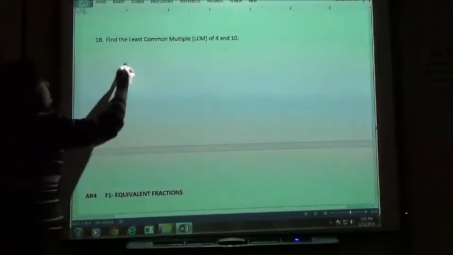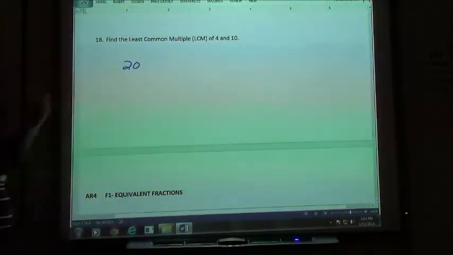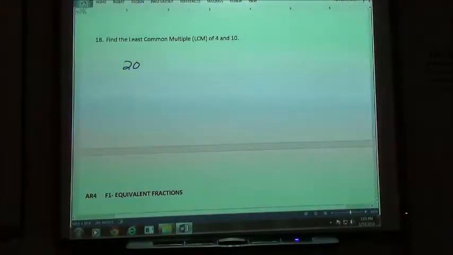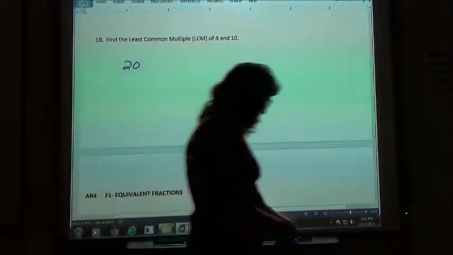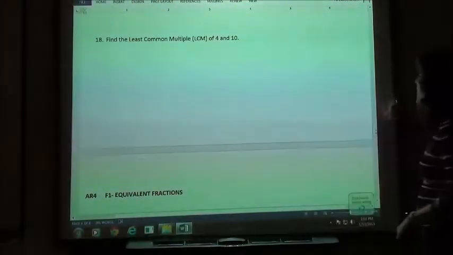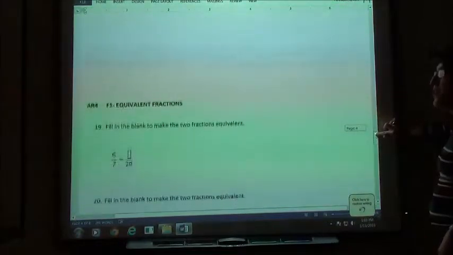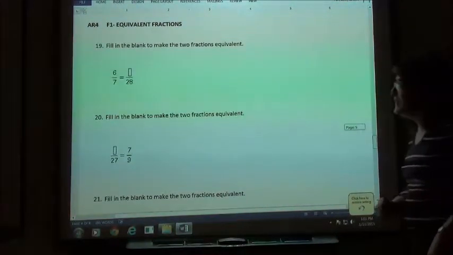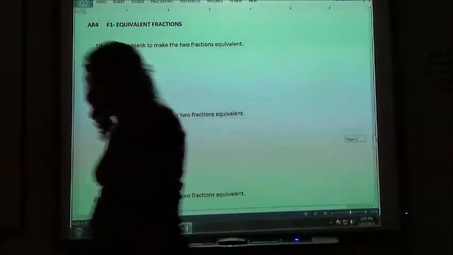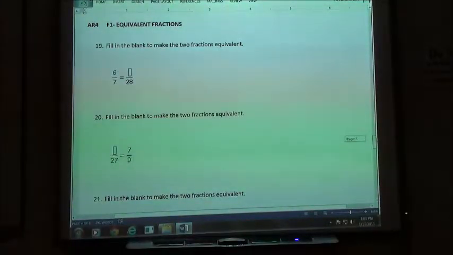20. 4 divides into 20, 10 divides into 20, and that's the smallest number they both divide into, right? So least common multiple. Think of multiplying. I got bigger numbers. Can we write that down again? You can. You can write whatever notes on that paper you want to write. In fact, I would encourage you to do so because you can use those on your assessment.